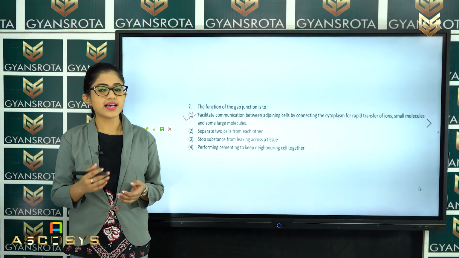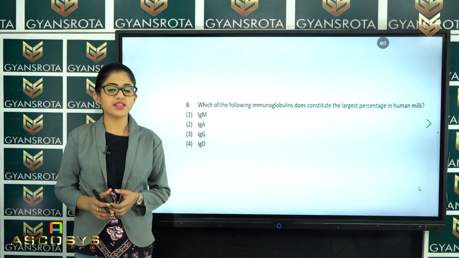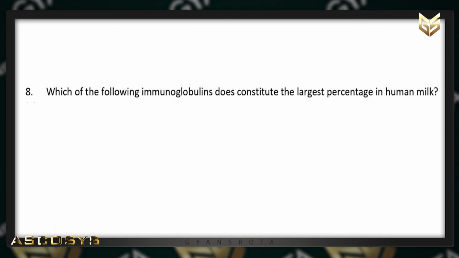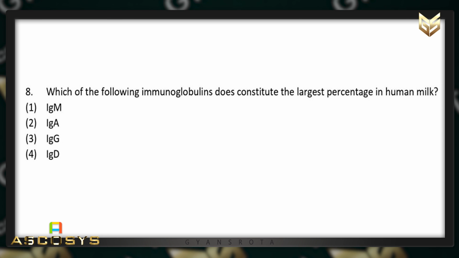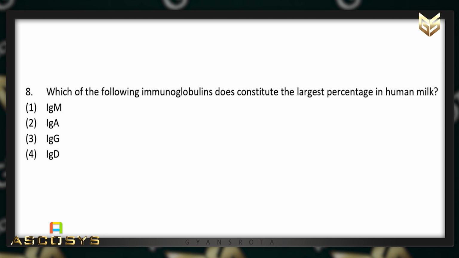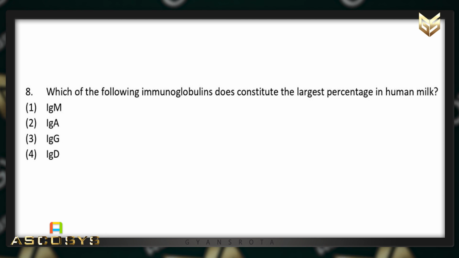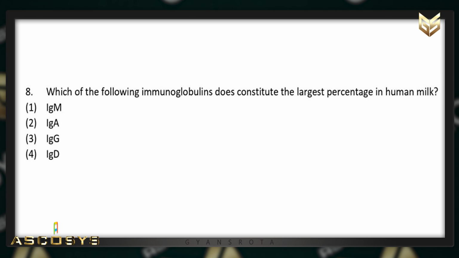Now, let us see the next question. Now, the next question is question number 8. Which of the following immunoglobulin does constitute the largest percentage in human milk? IgM or IgA or IgG or IgD.